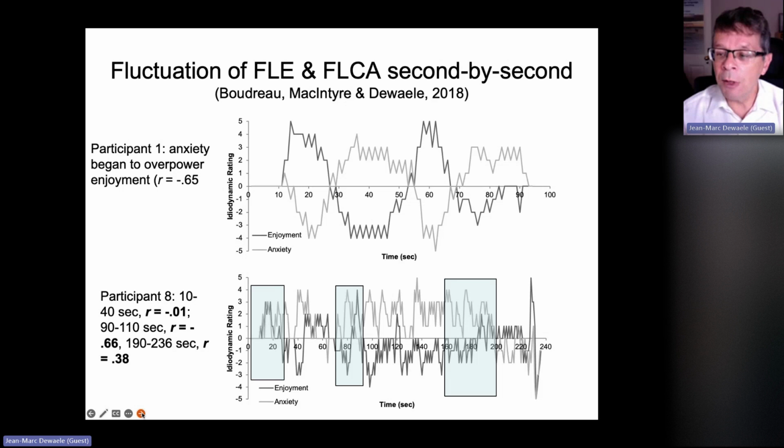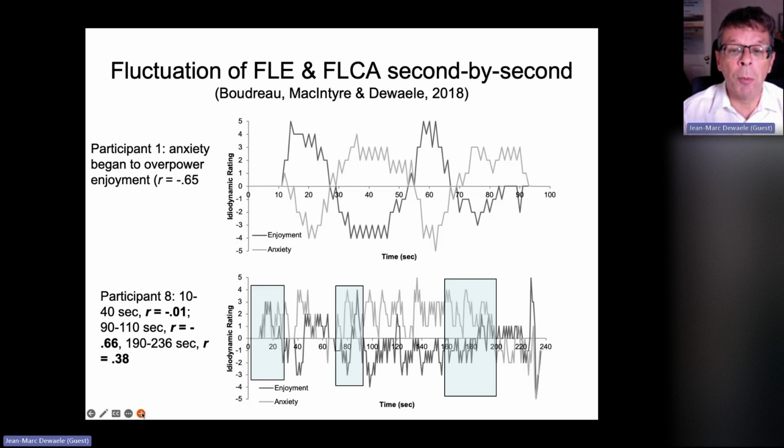And then, of course, you can also look at fluctuation in emotion at a second-by-second time scale. So this was using the idiodynamic method that Peter MacIntyre developed. And so we had participants doing a task. They had to describe a picture, and they were filmed while doing it. And then they had to look at the recording and report how anxious they felt from second to second, and how much they enjoyed the task from second to second. And then they were interviewed on the reasons why they reported higher or lower levels of anxiety and enjoyment.